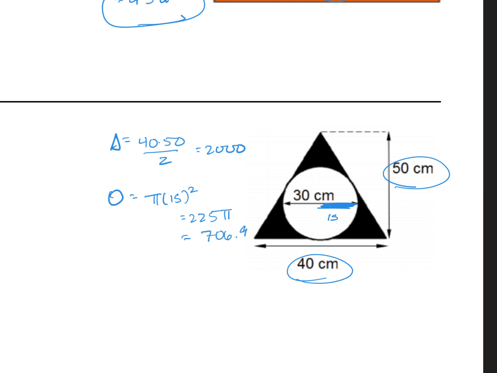And then they're different colors. That means we're going to subtract. So you're going to take 2,000 minus 709.4, which gives you a grand total of 1290.6. So 1290.6 centimeters squared would be the area of the little shaded black corners.